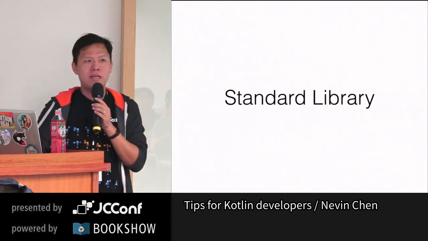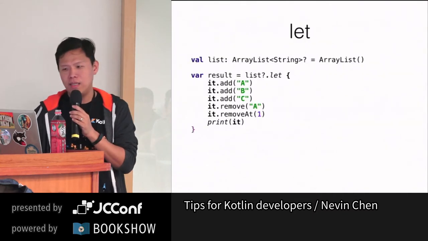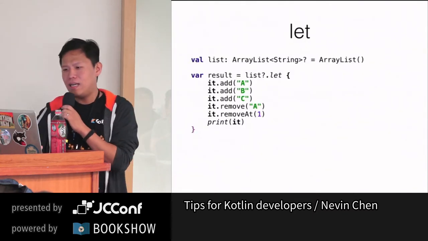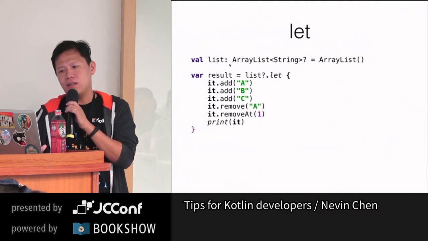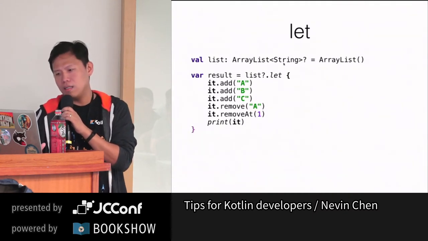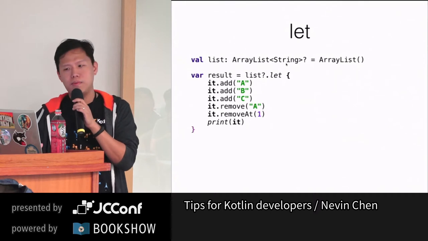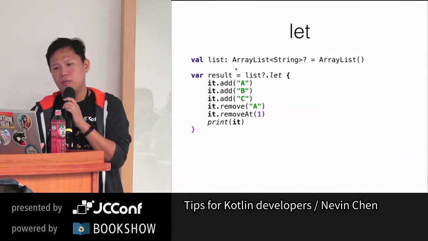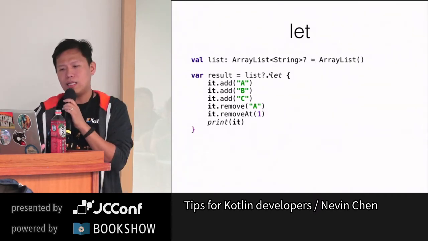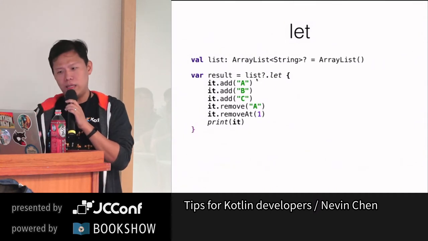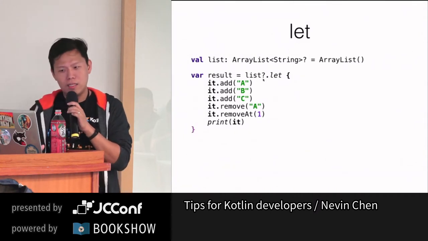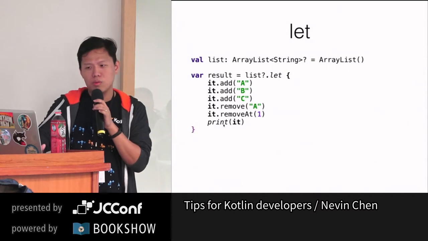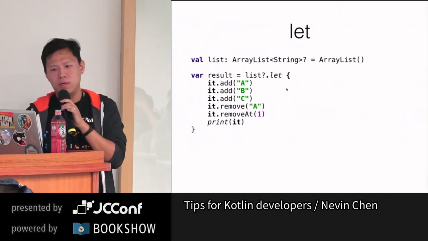The standard library is something people don't look at very often. Let's take a look at let. Assume we have a list. Its value is a list with string type, it's nullable, and we give it an initialized value. What let does is, if this list is null, we don't do the call above or below.